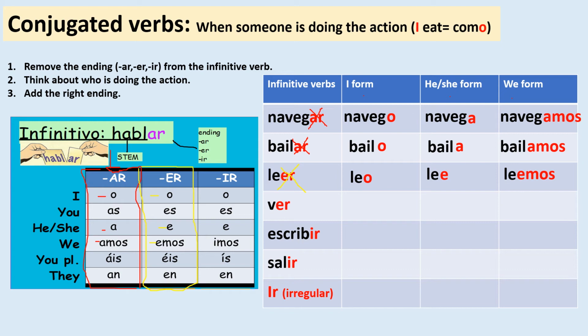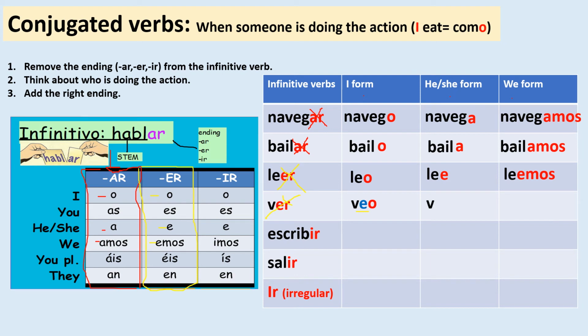Right, for the I form, I start removing the ER, and here we have a little bit of an exception. As you see, I am keeping that E, but I should have removed it. This is because this verb is slightly irregular. So for the I form, we need to keep that E. And then add the O for the I form, and we will be done.